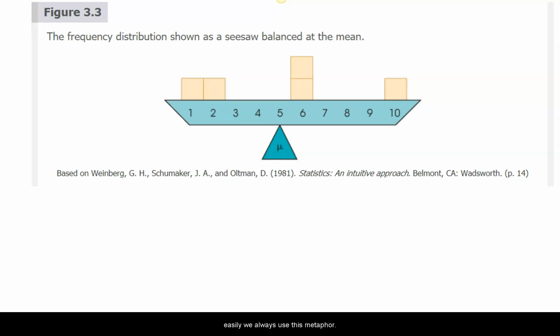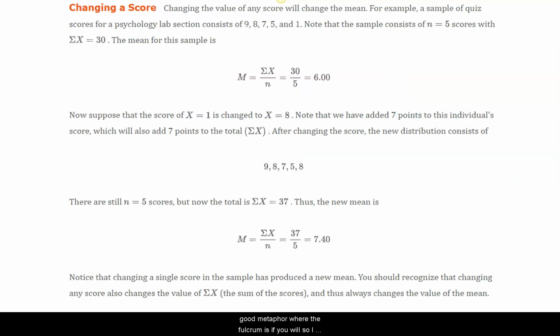We always use this metaphor of a seesaw. The mean is balanced at that middle point, and that is where we place mu. So if I have an array of numbers, even though this array is kind of irregular, I've got 1, 1, 1, 2, 2, 6s, and a 10. That mu is sort of at the balance point. So we use this metaphor of a seesaw, and we'll always do our best to get the best measure of central tendency that we can. And a seesaw is, I think, a good metaphor, where the fulcrum is, if you will.